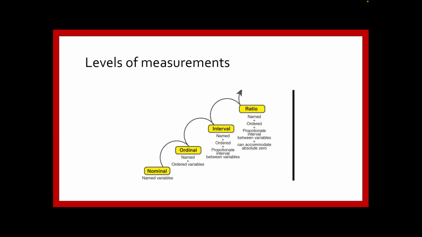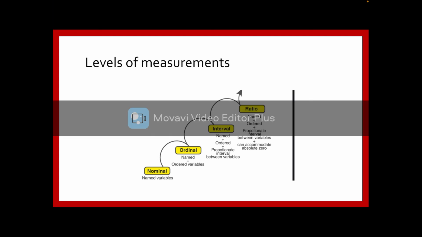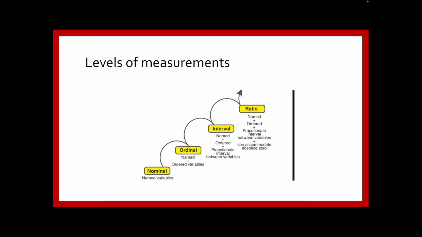Nominal scale has only named variable, ordinal is a named variable with some kind of ordering. An interval is a named variable with ordered and proportionate interval between two variables. Ratio scale comes on the top. It has all the mathematical properties also. So name, order, proportionate interval between variables, and it can accommodate absolute zero. So we can compare also. We take the ratio of these two quantities.